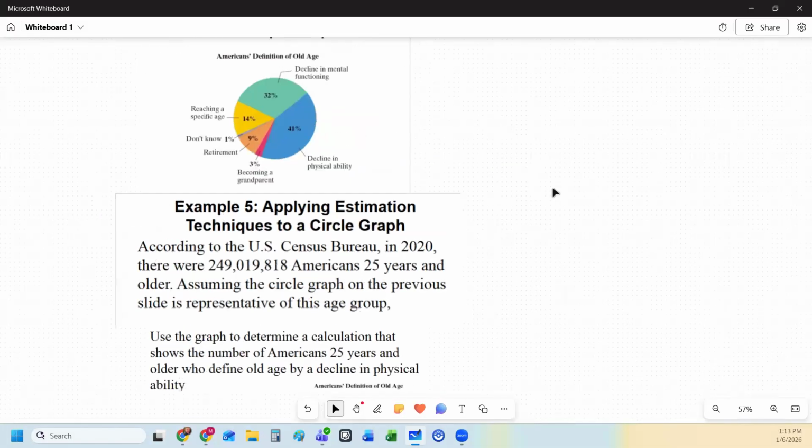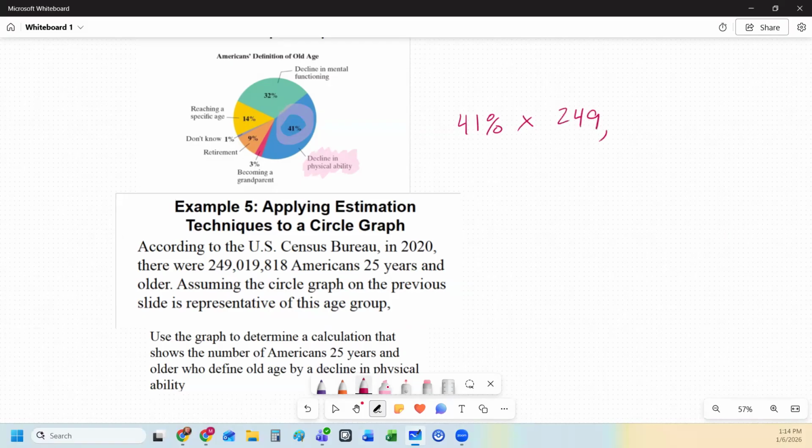Use the graph to determine a calculation that shows the number of Americans 25 years and older who define old age by decline in physical ability. So the decline in physical ability we find right here is 41%, right? So the true value they're looking for is 41% multiplied by this number, 249,019,818.